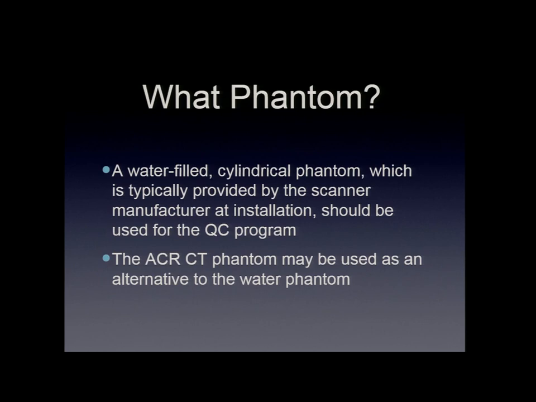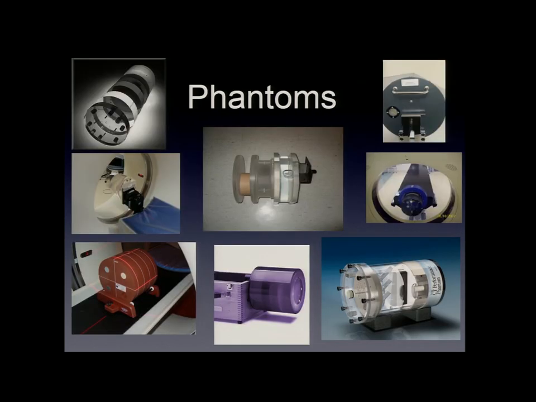So what phantom can you use for that? Most of the time, the manufacturers provide all of their scanners with a water-filled cylindrical phantom that has different test objects in it. They're all different, so some of them you can do all of the tests you want, but some of them you might just be able to do water. That's all it is, a water phantom. But the ACR phantom can be used for that as well, or any of the other phantoms.